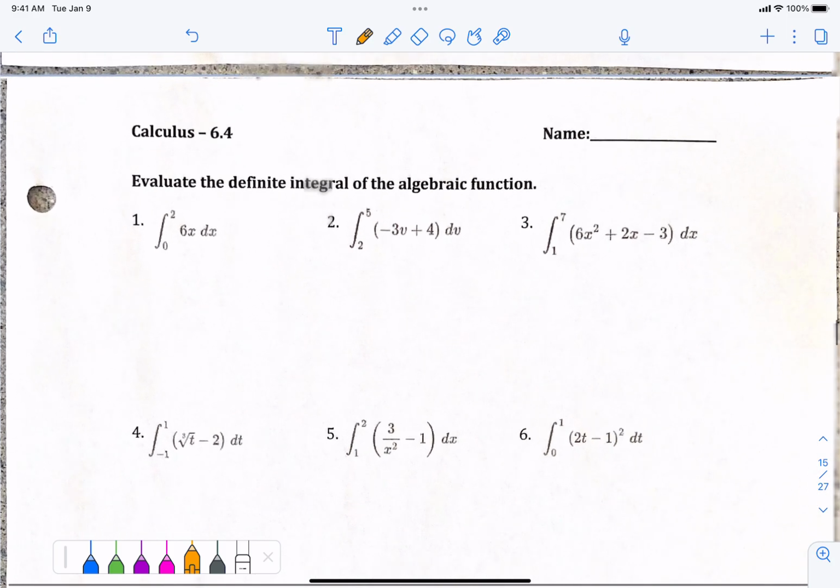You're taking the antiderivative and plugging the numbers in. Be very careful on taking your antiderivative, otherwise everything else is screwed up. When you take the antiderivative of just a number, it's that number times x.